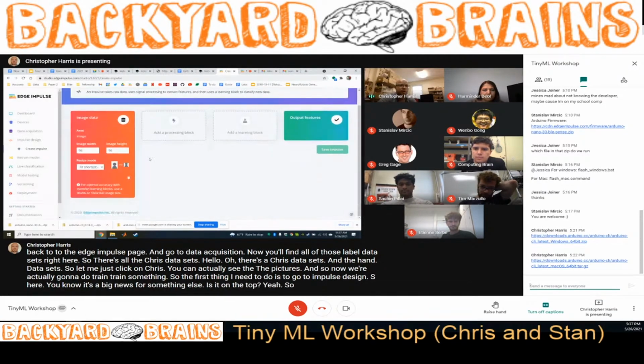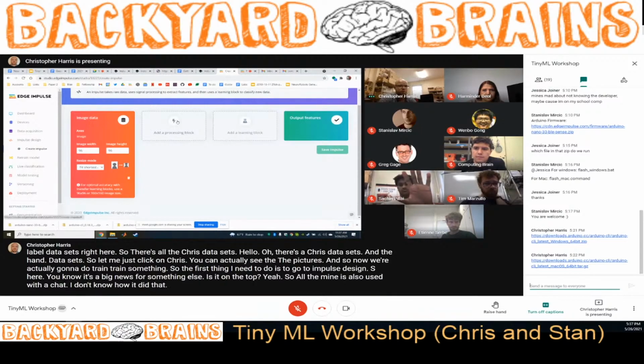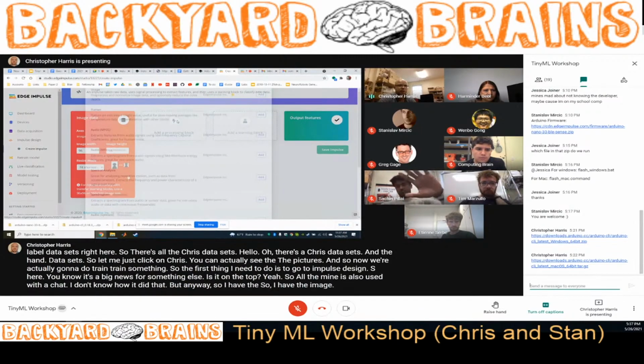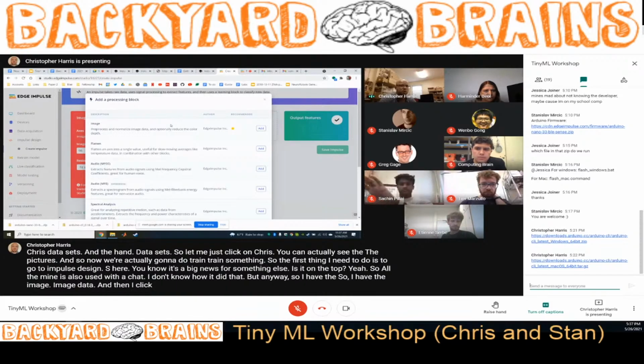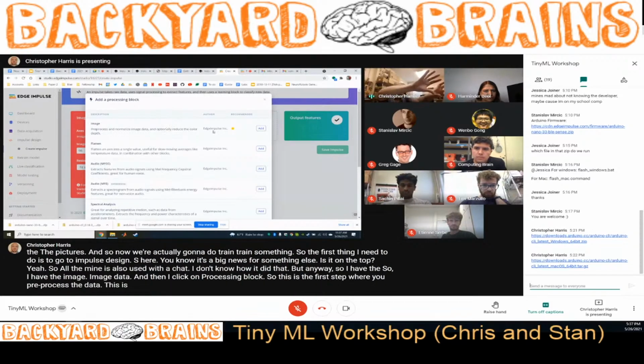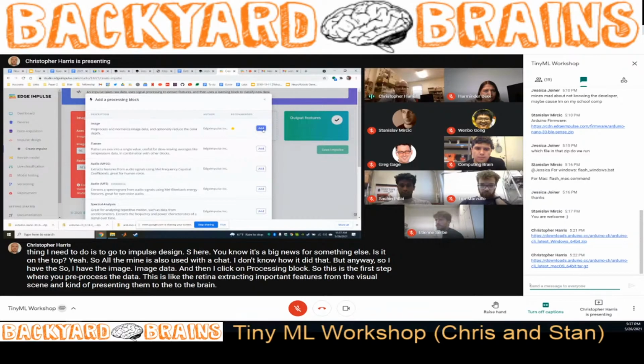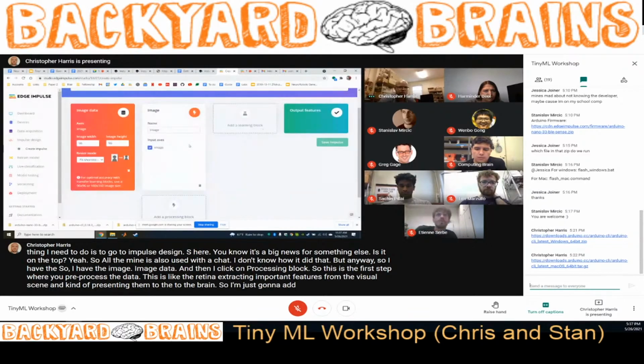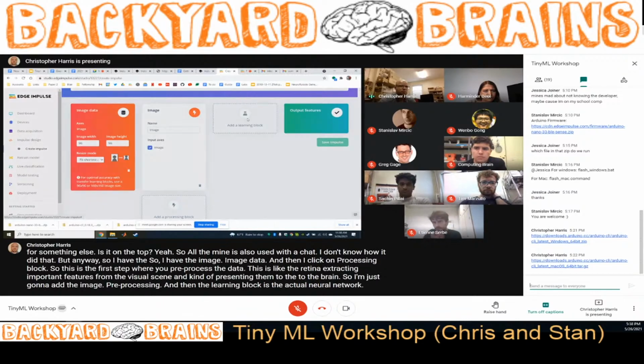But anyway, so I have the image data, and then I click on processing block. So this is the first step where you pre-process the data. This is like the retina extracting important features from the visual scene and presenting them to the brain. So I'm just gonna add the image pre-processing, and then the learning block is the actual neural network.